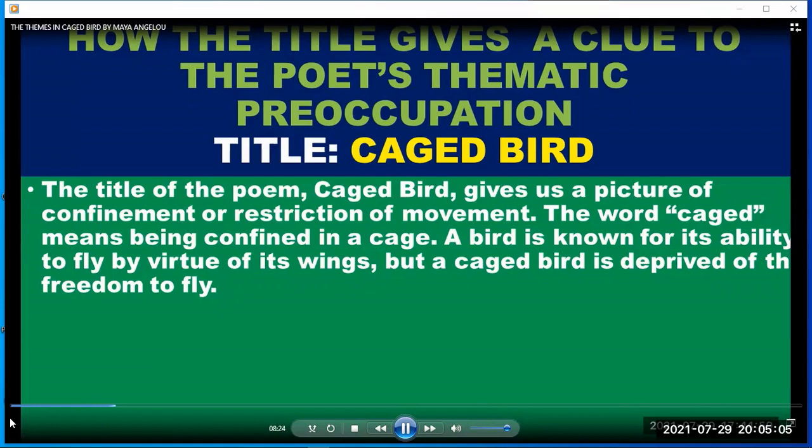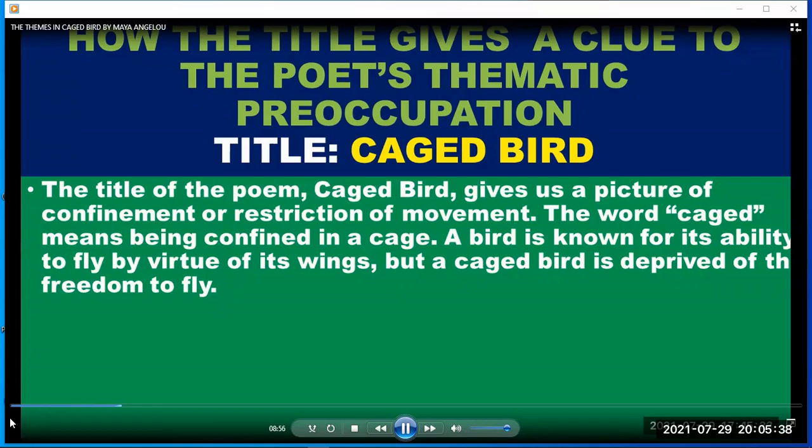If you can have a picture of what happens to a bird that is in a cage, the bird cannot fly out of the cage. That, of course, shows you the kind of situation faced by the African Americans during the period that Maya Angelou is reviewing in this work of art.